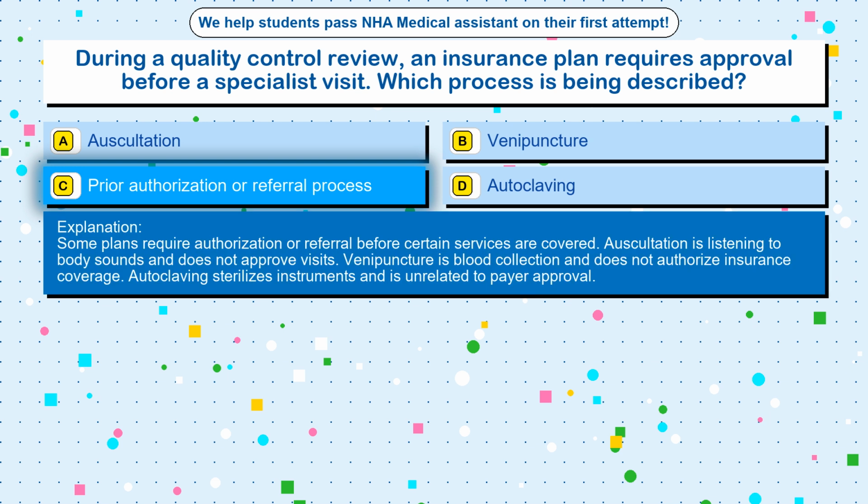Some plans require authorization or referral before certain services are covered. Auscultation is listening to body sounds and does not approve visits. Venipuncture is blood collection and does not authorize insurance coverage. Autoclaving sterilizes instruments and is unrelated to payer approval.